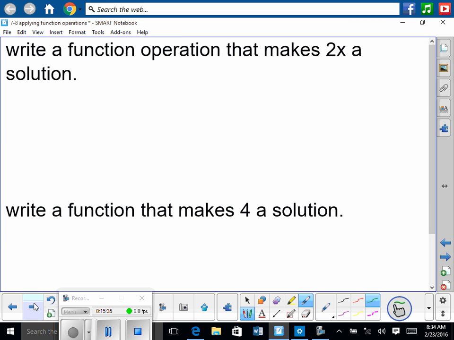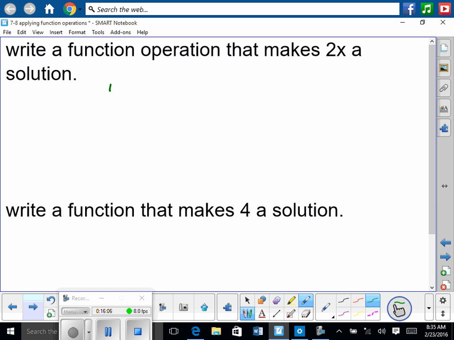Okay, so let's just look through this one. Let's think through it together really quick. You'll want this example. It says, write a function operation that makes 2x a solution. We're writing a function operation. Aren't there a million function operations? Well, there's 5 function operations, right? Addition, subtraction, multiplication, division, or function composition. So guys, your answer might be different than mine. I'll show you one that I think of right off the bat.